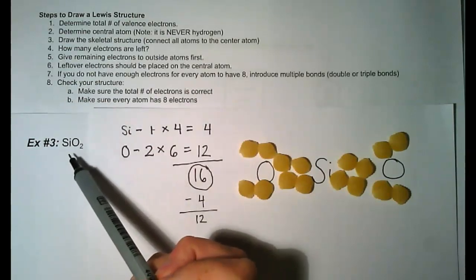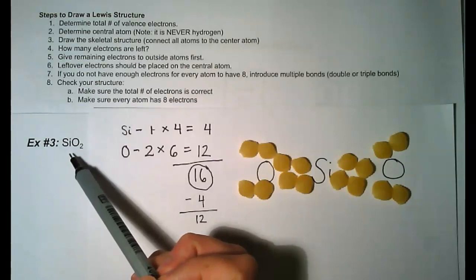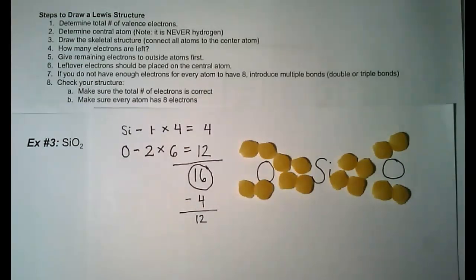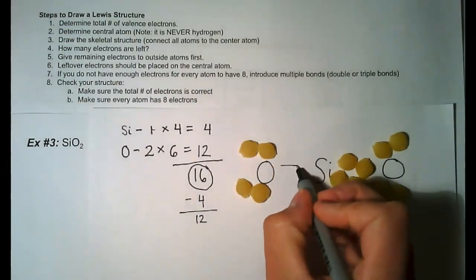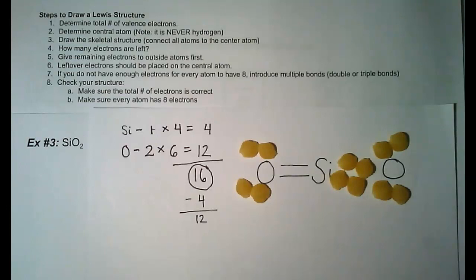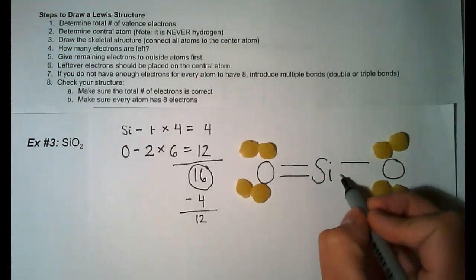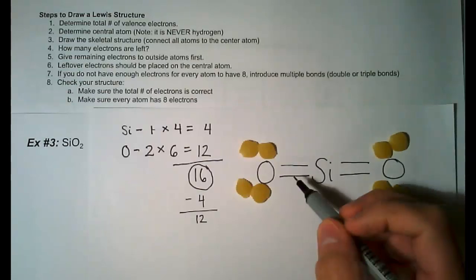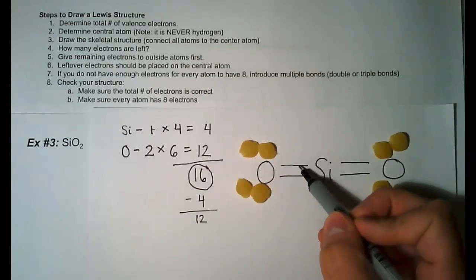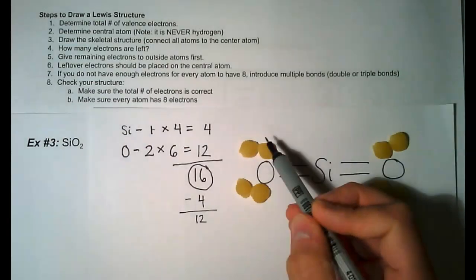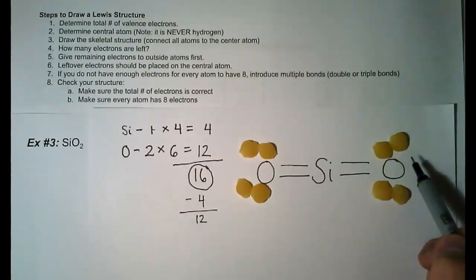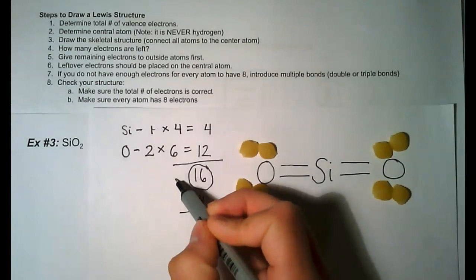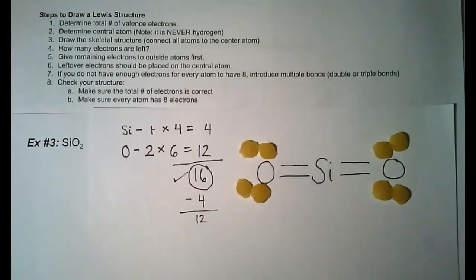And I'm just going to go ahead back and make sure my total number of electrons is correct. I'm going to go ahead and pull off these 4. I'm going to replace it with 2 lines to show that this is a double bond. And pull off these 4 and replace it with 2 lines to show that this is a double bond. And now I can count my total electrons. I have 2, 4, 6, 8, 10, 12, 14, 16. Now that is indeed what I wanted to start with, so I have drawn this Lewis structure correctly.